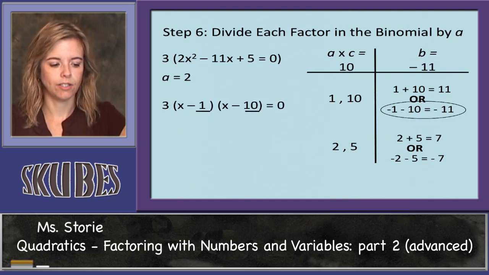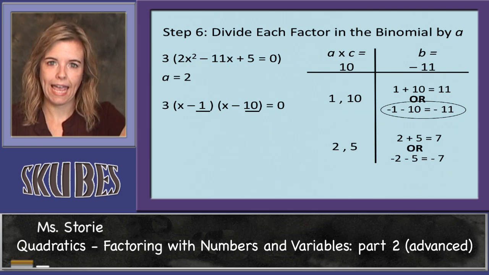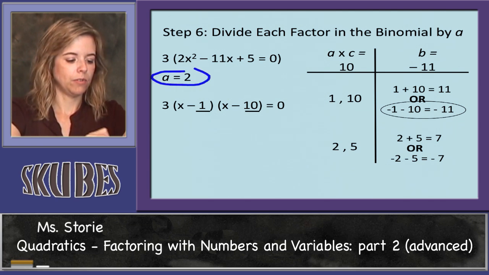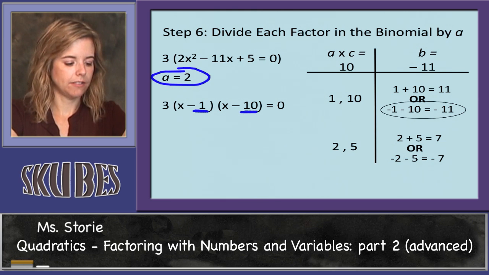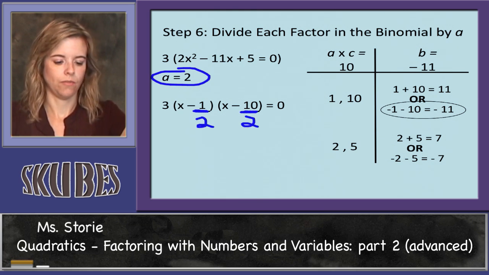Now in step 6, you're going to divide each factor in the binomial by a. Remember, a was 2. So our factors of -1 and -10 get divided by the number 2. That's it for step 6.